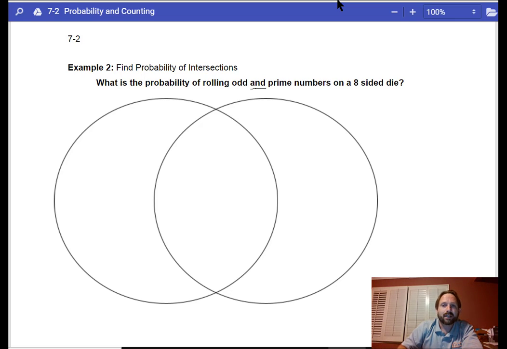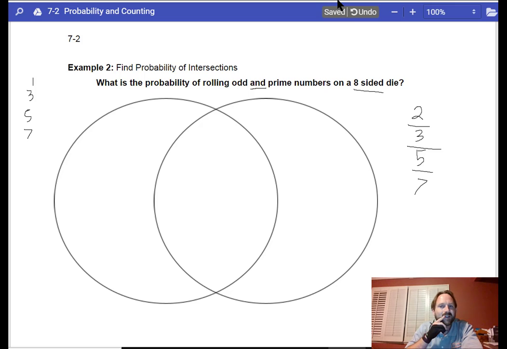So I know all the odd numbers. I'm going to write over here. I know 1, 3, 5, 7 on an 8-sided die, so it's a little bit different. Prime numbers are going to be 2, 3, 5, 7. Yeah, that's it.